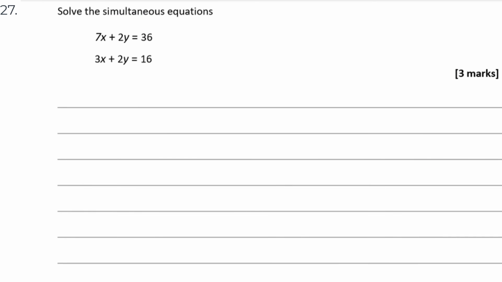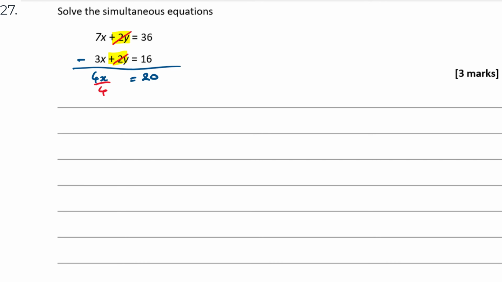Solve the simultaneous equations. Now this is a very easy, straightforward simultaneous equation, because look, I've got a 2y there and 2y there. So I can just eliminate the y straight away by subtracting these two equations from each other. So subtracting like with like, 7x take away 3x, that's 4x. 2y take away 2y, they're going to cancel each other out, aren't they? They're eliminated. And then finally I've got 36 minus 16, that is 20. So that gives me 4x equals 20.